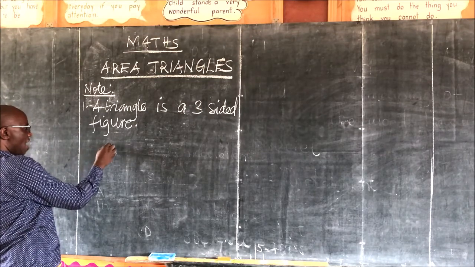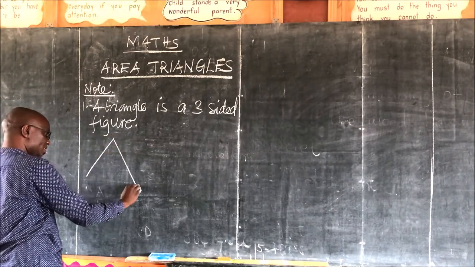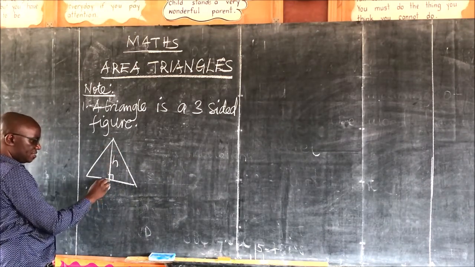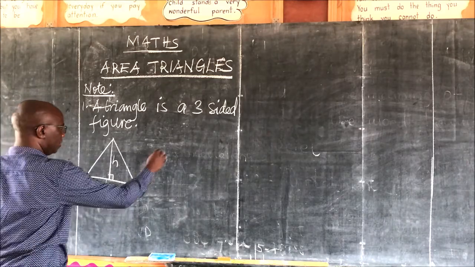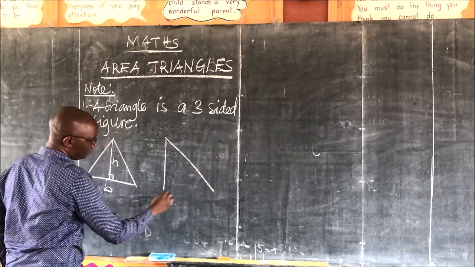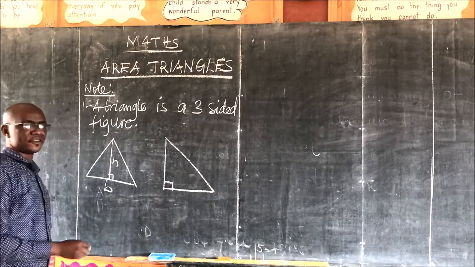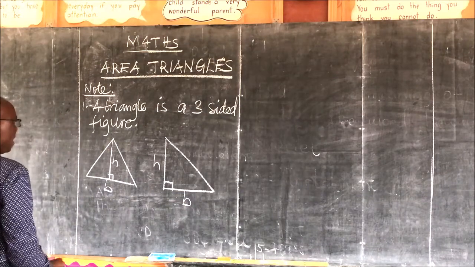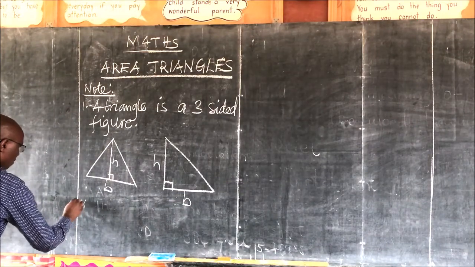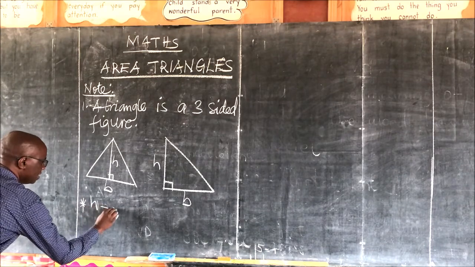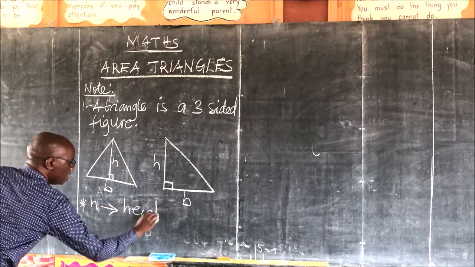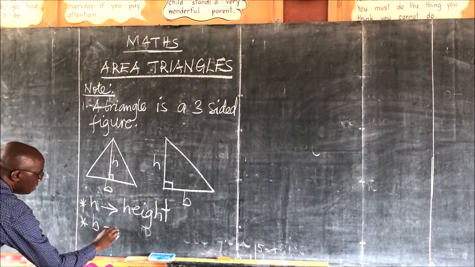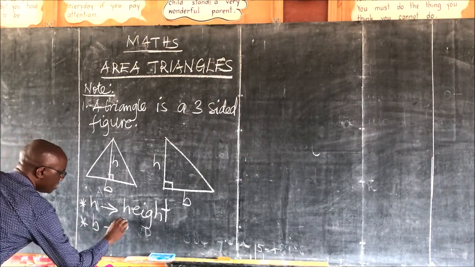So now this is the triangle. We can have a triangle which is like this. This is the height, this is the base. And we can have a triangle which is like this. This is the right angle triangle. This is its height and this is its base. So now, H stands for the height. It represents the height. And B represents the base.